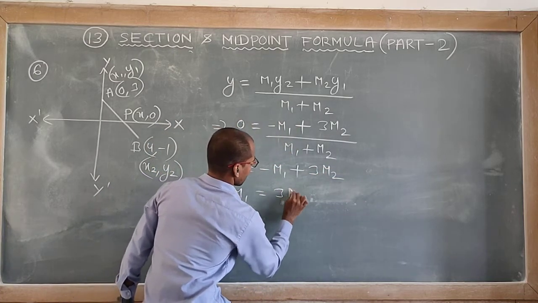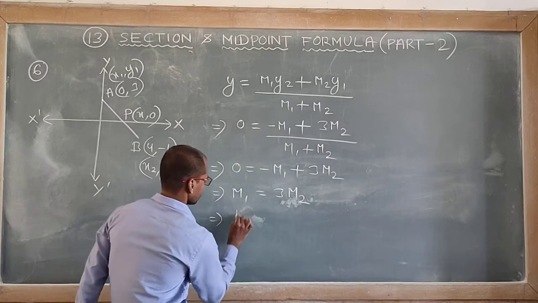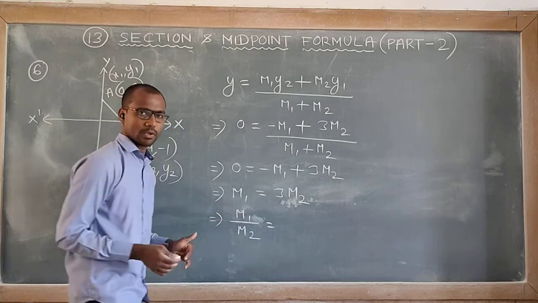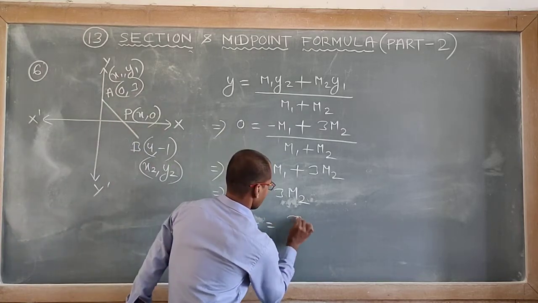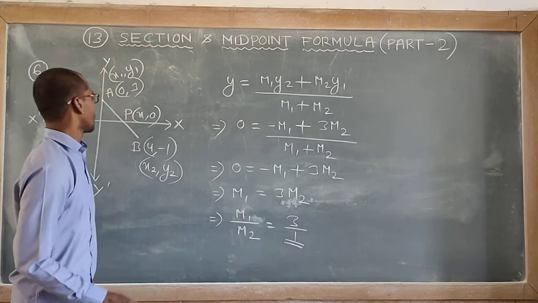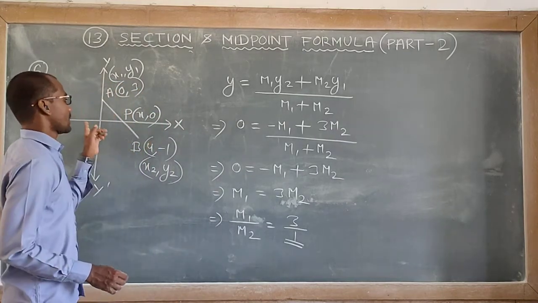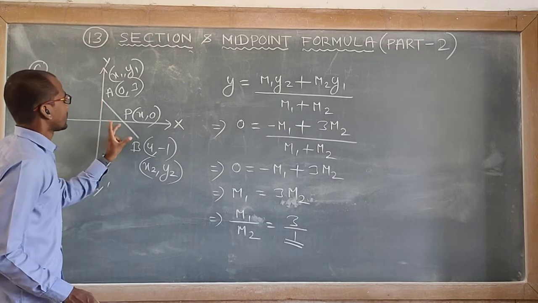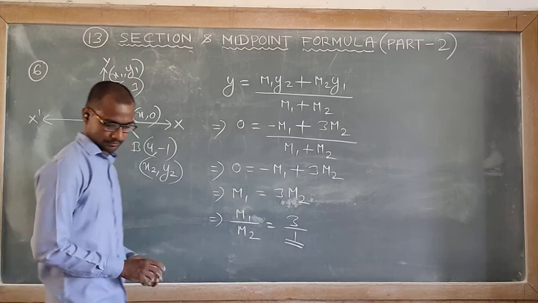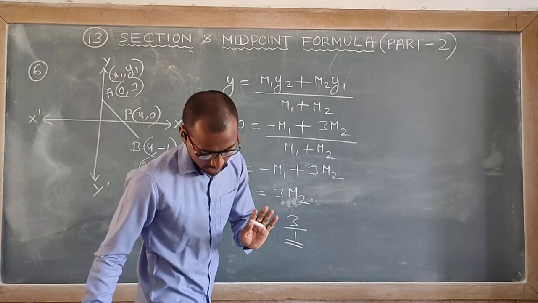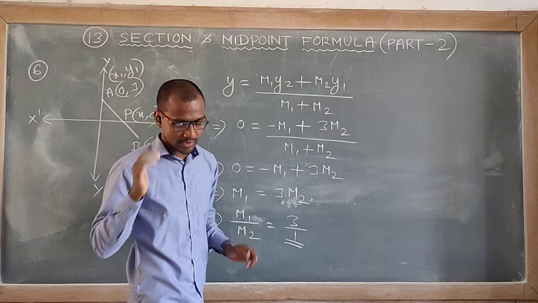m1 is equal to 3 m2. m1 by m2 is equal to 3 by 1. So this is the required ratio in which the x-axis divides the line segment AB. So 3 is to 1. If this is 3 units, this is 1 unit. So first we got the ratio, then write the coordinates of the point where AB intersects the x-axis.